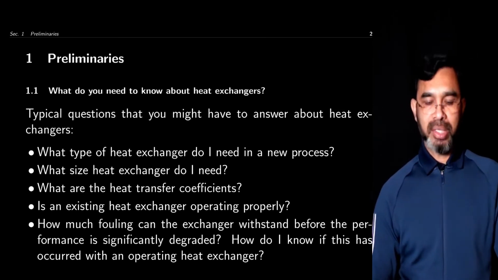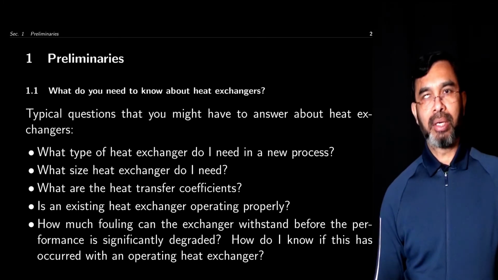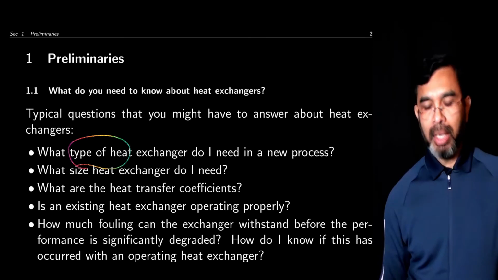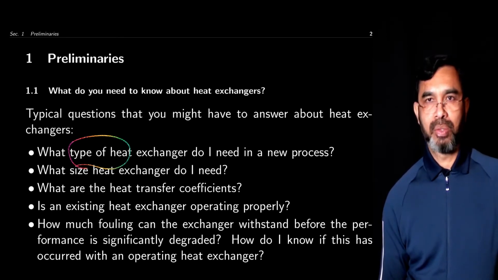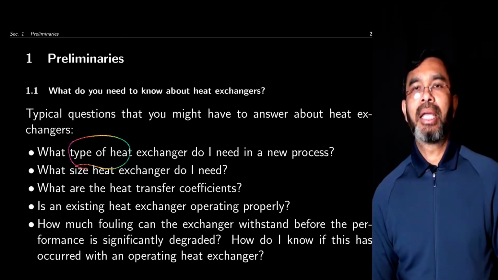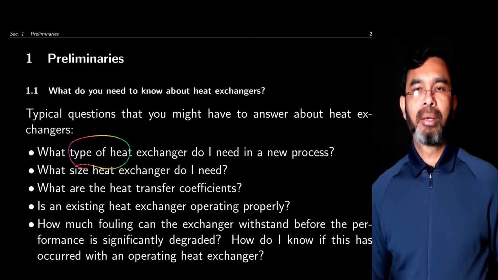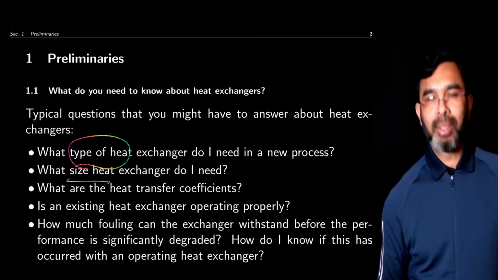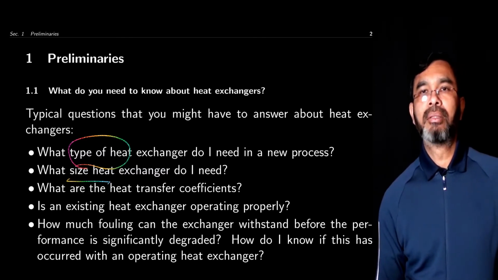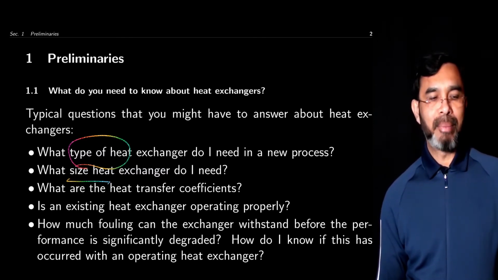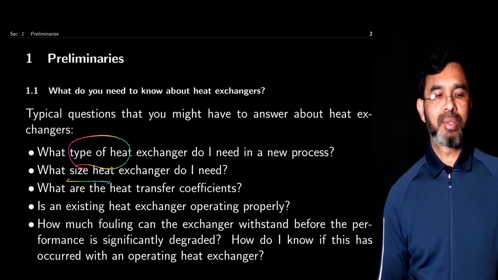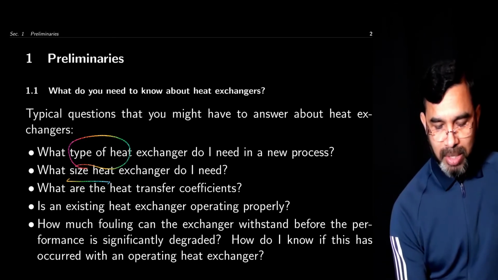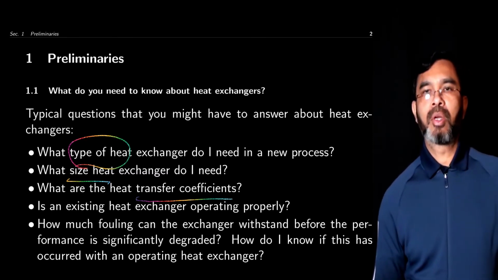Now, typical questions you might need to answer for heat exchangers are what type of heat exchangers you need in a new process. So you should be able to select a proper type of heat exchanger for a particular process. Then you need to determine what's the size of the heat exchanger that you need. Now the size will be in terms of physical dimensions as well as the heat transfer area and heat transfer coefficients. So that brings to the next point. What are the heat transfer coefficients?